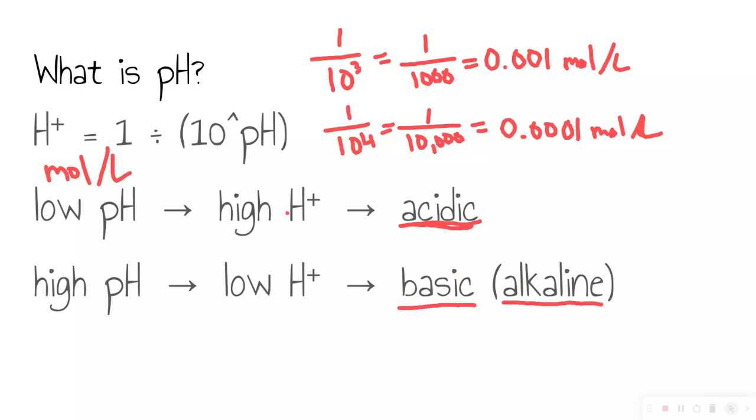All right, so let's review what we've gone over. If we have a low pH, then we're going to have a high hydrogen ion concentration. You can remember that these two are opposites of each other. If we have low of one, then we're going to have high of the other. So low pH, high hydrogen ion concentration, and that's going to mean that our solution is acidic. If we have a high pH, then we are going to have a low hydrogen ion concentration. High pH, low hydrogen ion concentration, and that's going to make our substance basic or alkaline.